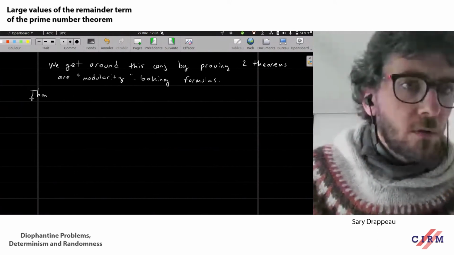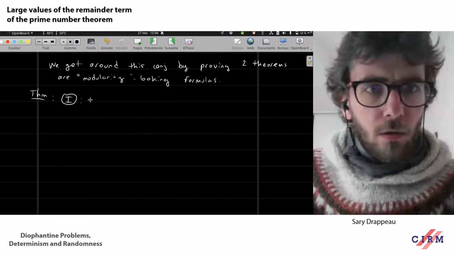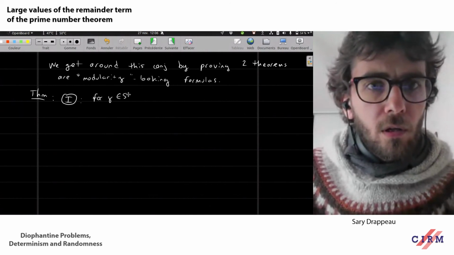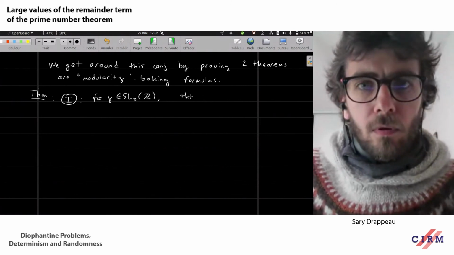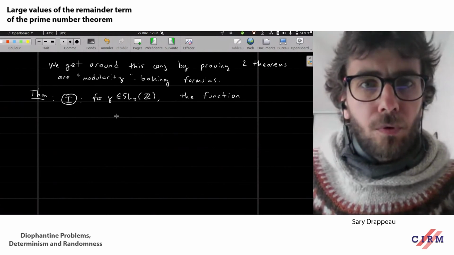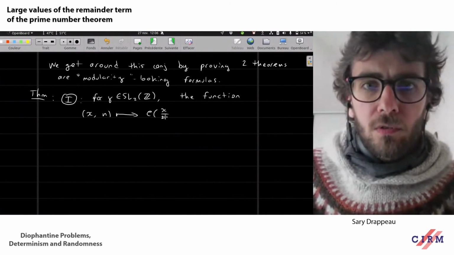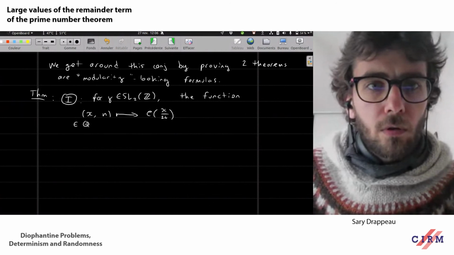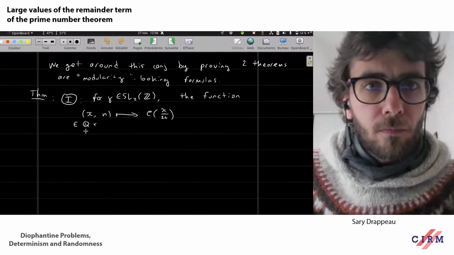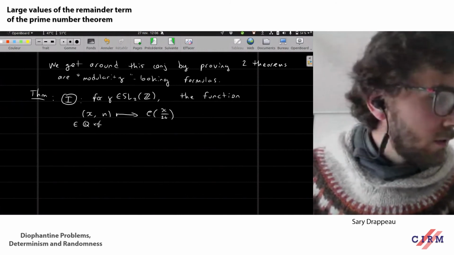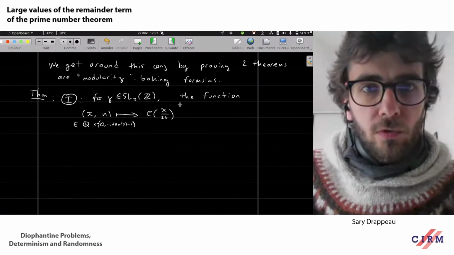So the main theorem is that, so there are two. If I give you gamma in SL2Z, then the function which to x and n associates e of x over 24. So this is in Q cross natural numbers. Well, actually cross. So let's see, n from 0 to the denominator of x minus 1, because then it vanishes afterwards.